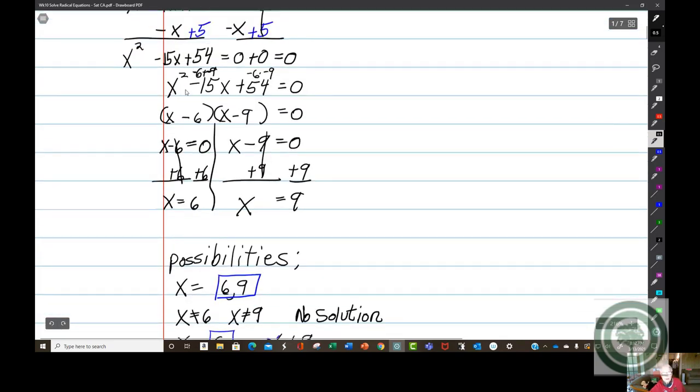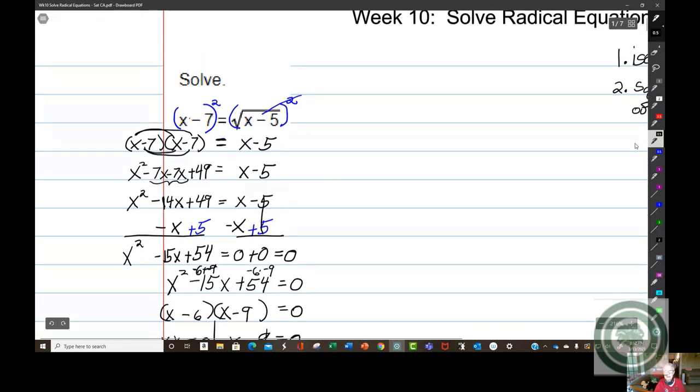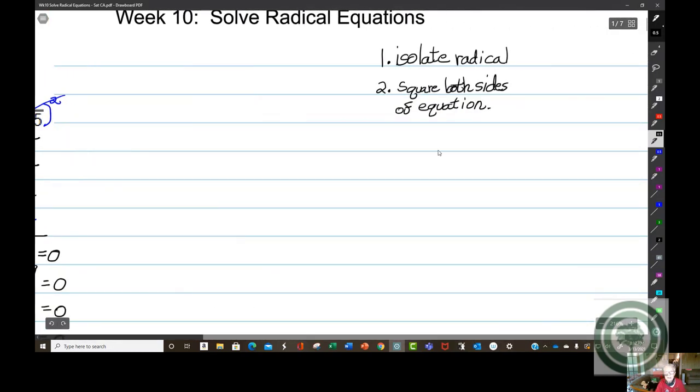As soon as you square both sides of an equation, you cannot be sure of your answers any longer. So for that reason, we have to check. We have to, and there's no choice. So what would that be? Let's see. Square both sides. Solve. Check.